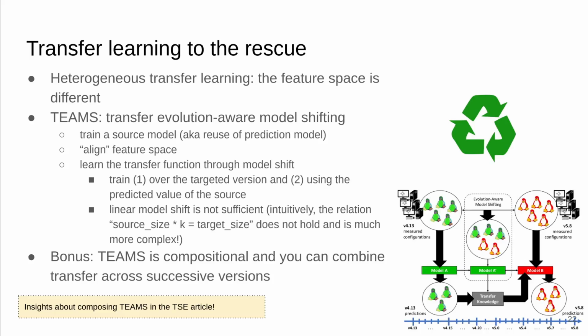And so we designed this algorithm, and thanks to that, Teams is also compositional. It means that you can combine transfer across successive versions. I won't detail this aspect in this talk. More details are in the article.